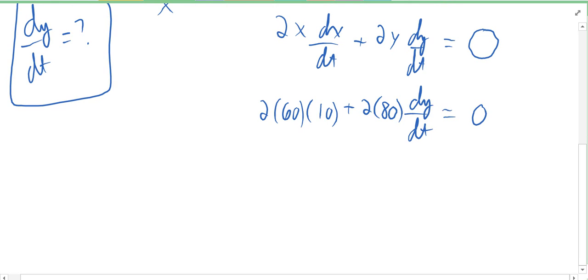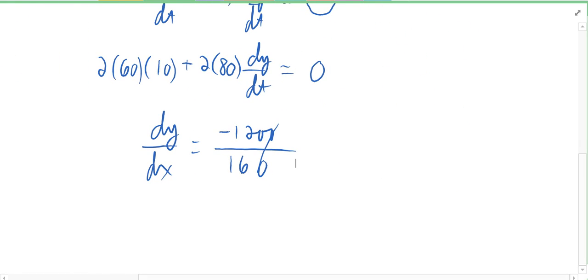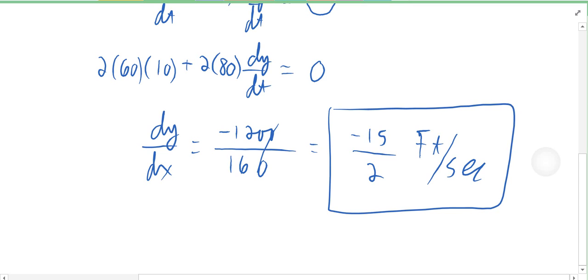And when you do that, you get negative, what, 20, 60, 1200 over 160. And the zeros cancel, so 120 over 16. And what goes into that? Oh, 8. Good call. Negative 15 halves. And that's going to be in feet per second. Cool. And it should make sense it's negative because y is getting smaller.